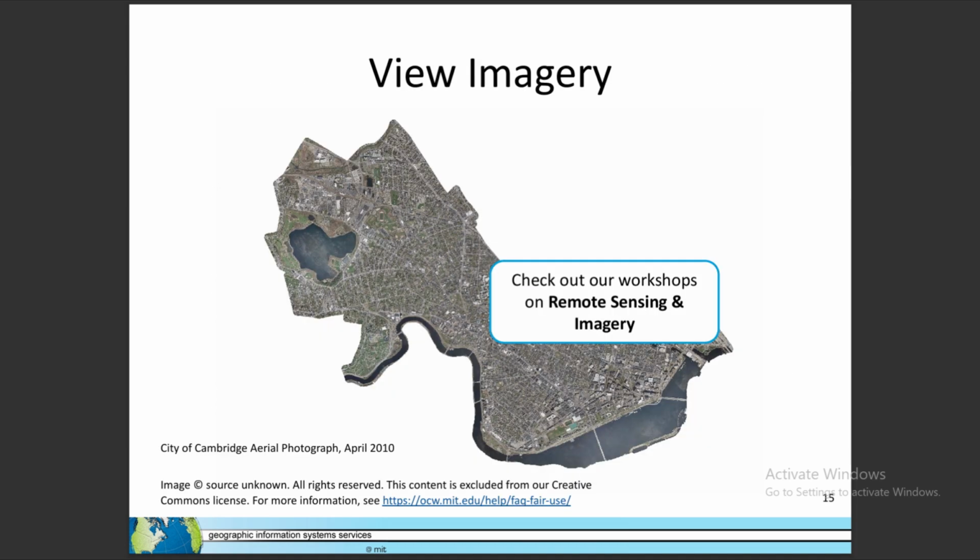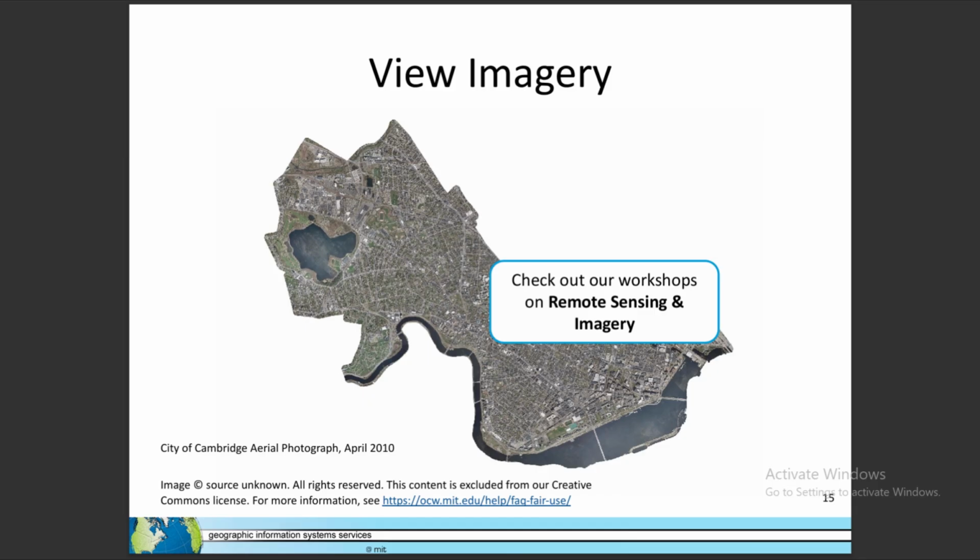The first application is viewing imagery. GIS allows you to load, display, and work with aerial and satellite imagery. The image in this slide shows an aerial photograph of the city of Cambridge, Massachusetts, taken in April 2010. This kind of imagery is an incredibly rich source of spatial information. You can see roads, buildings, vegetation, water bodies, land cover, all captured from above. In GIS, imagery is treated as a raster layer. We'll get into what that means in detail shortly.